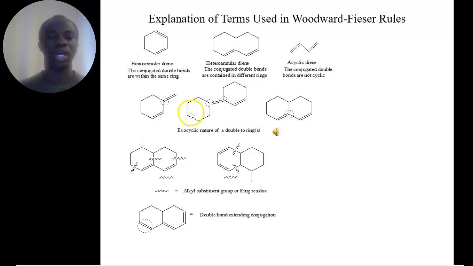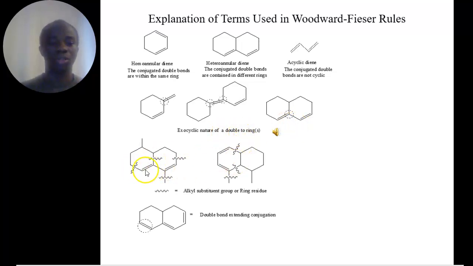These three structures are trying to show us that double bonds can sometimes be exocyclic, and I've talked about that in the previous video: when you have a double bond that is directly attached to a ring system, then you have an exocyclic double bond.